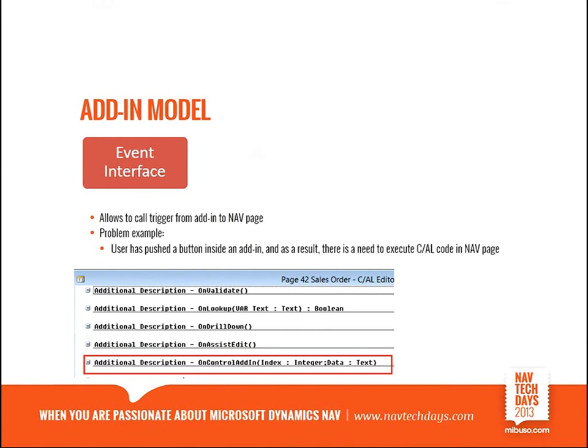A very simple example could be this: imagine that you have to run some code inside of NAV when the user double-clicks on your add-in. So you need to create an event inside the control add-in, then as soon as the user double-clicks inside it, you just call a specific method from the add-in to execute the code, as in this example, in the on-control add-in trigger. So it's very simple to call these functions. And later on I will show you some examples of how you can call these triggers.